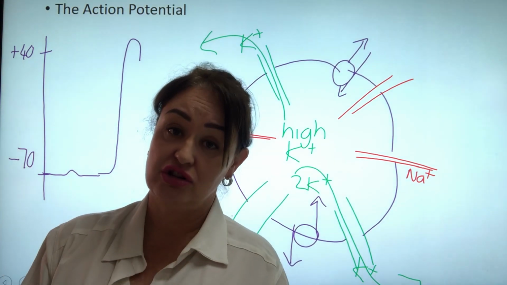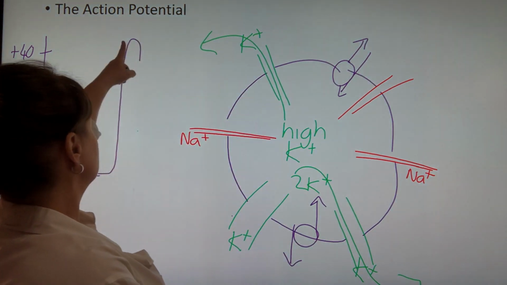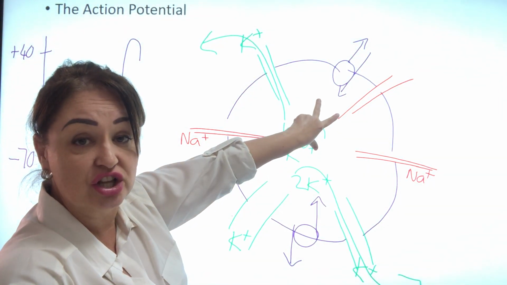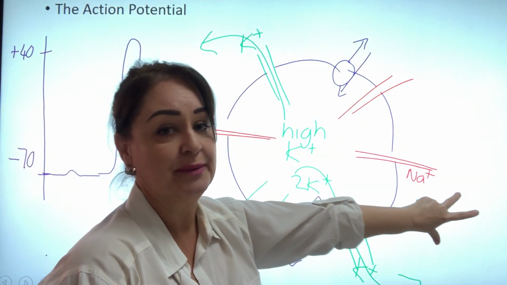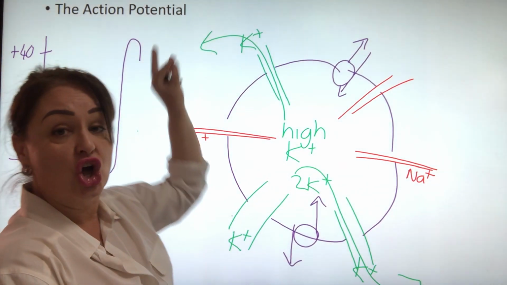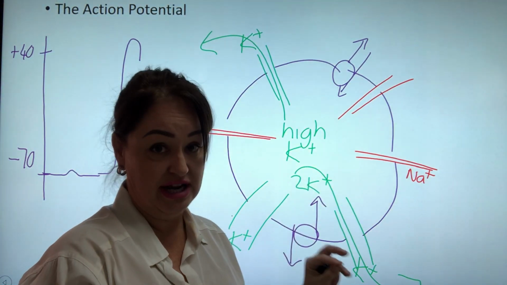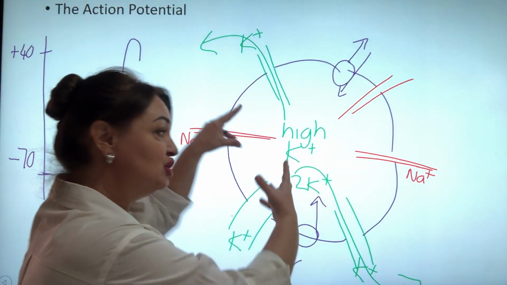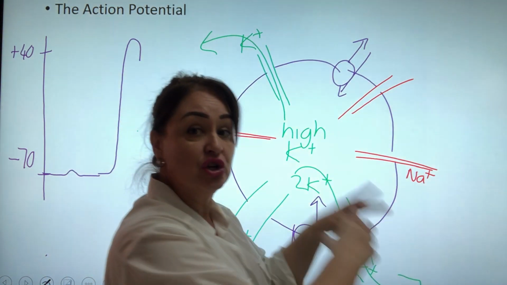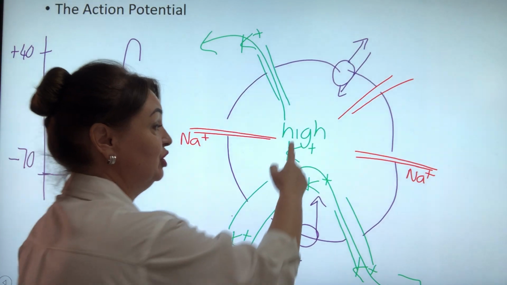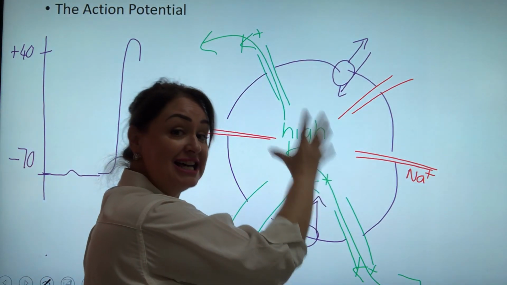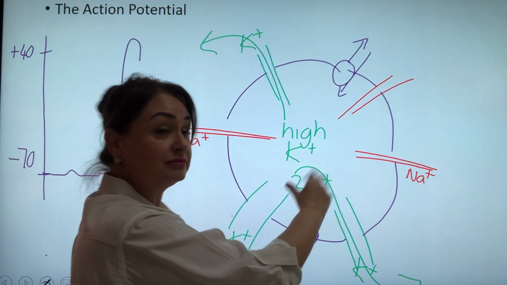Not along an electrical gradient, because at this point the electrical gradient is relatively positively charged on the inside compared to outside. But it's going to fly out along its chemical gradient. As it flies out, it's taking some of the positives out, so it's going to work to reduce the charge, the positivity inside that cell.